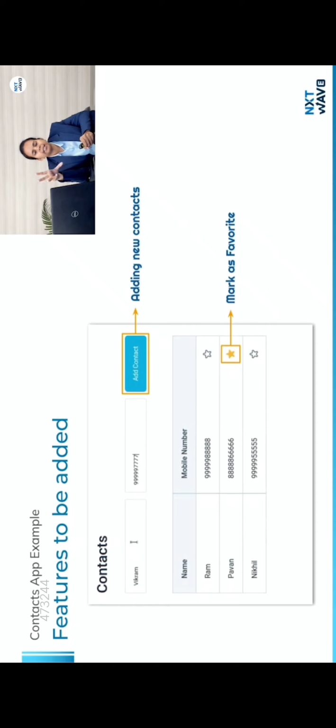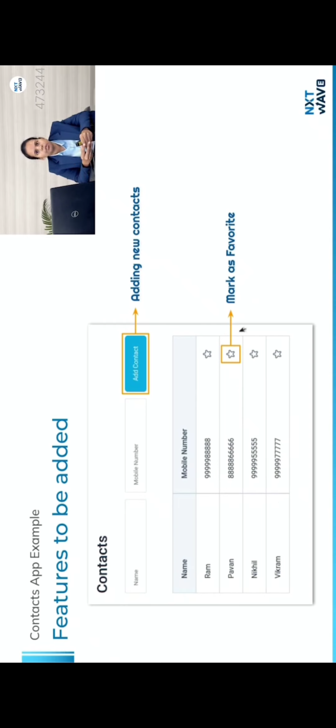Firstly, to this contacts app, we are going to add two features. The first feature is adding a new contact, and the next feature is mark as favorite. Coming to adding a new contact: once the user enters the name and mobile number and clicks on the add contact button, the corresponding contact has to be added below to the contacts list. There you can see, right?